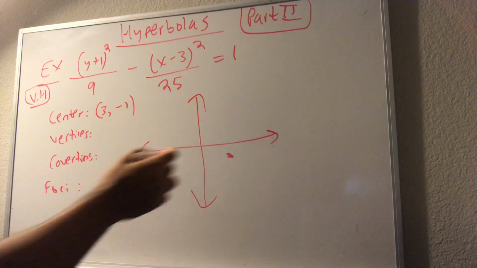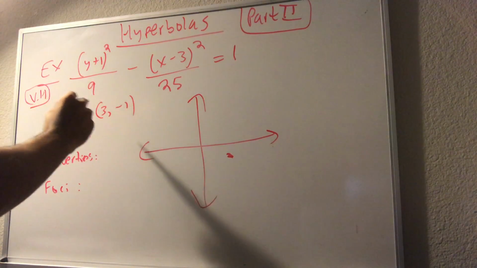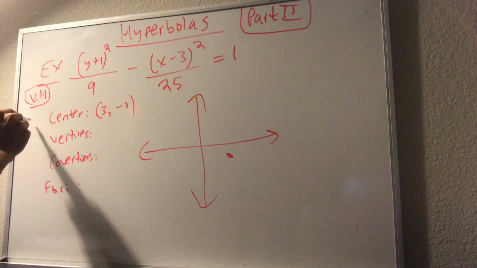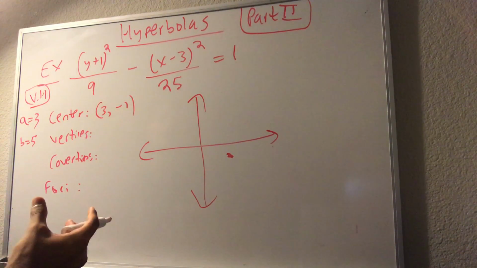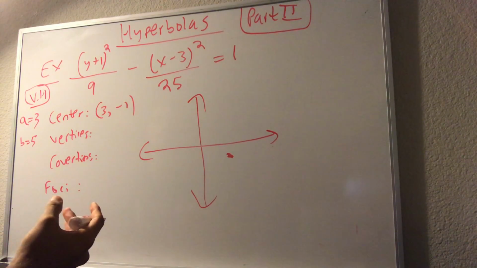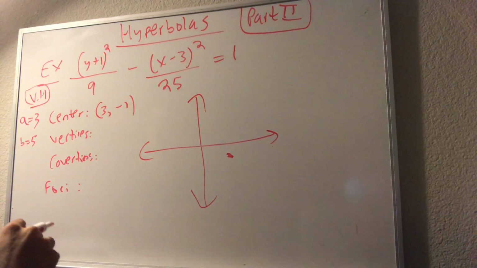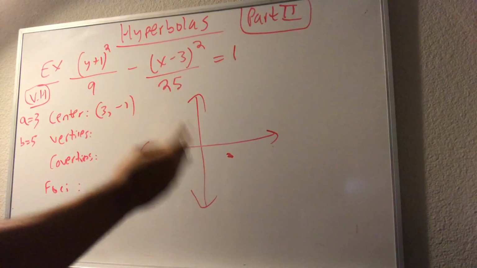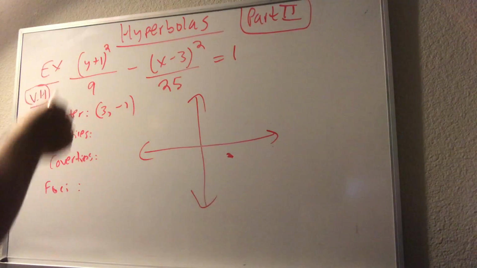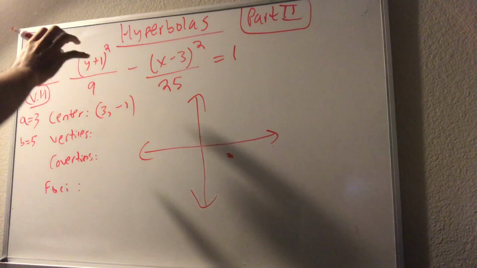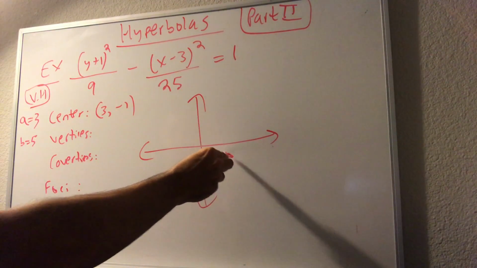So we know this is our center. And now when we look at this, we know 9 is a squared, so our a value must be 3 and our b value must be 5. And the fact that we have a vertical hyperbola means our main vertices will be guided towards the vertical direction, because you know that (y plus 1) squared is the first term and (x minus 3) squared is the second term.